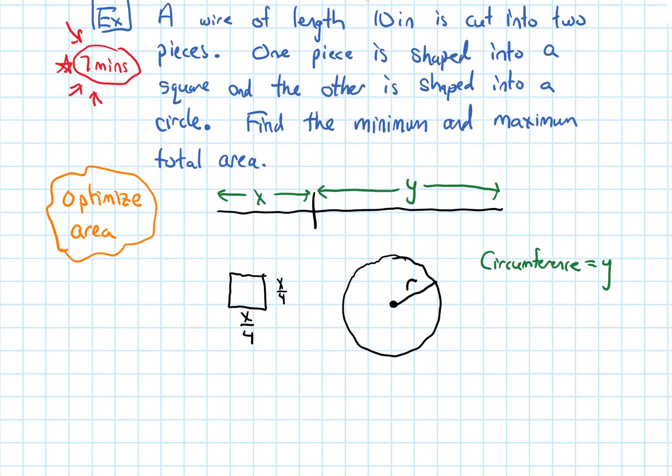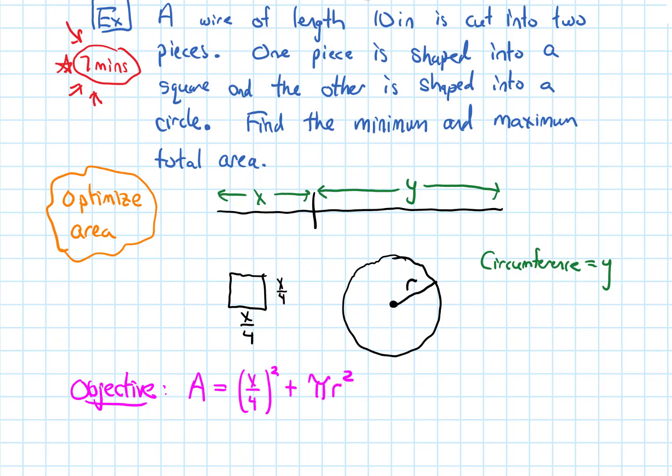Now let's write an equation for the thing that we want to optimize. In this case, we call this the objective. In this problem, we're trying to optimize the area. So we'll write an equation for the total area. That means we have to add the area of the square, which is going to be x over 4 squared, to the area of the circle, which is pi r squared.